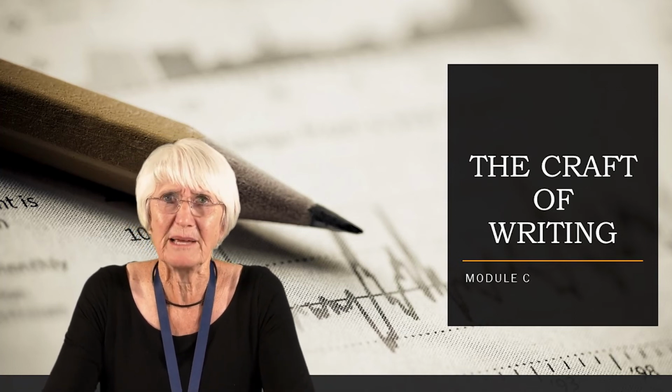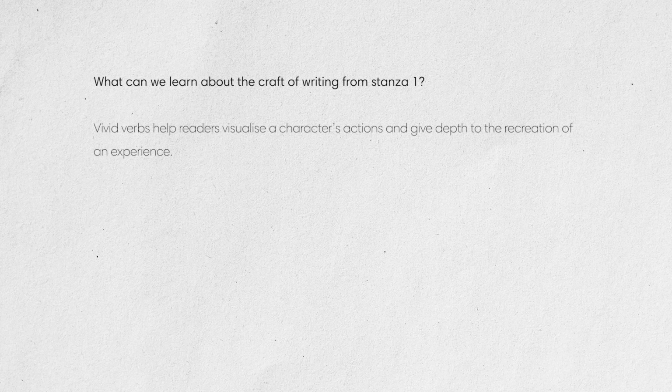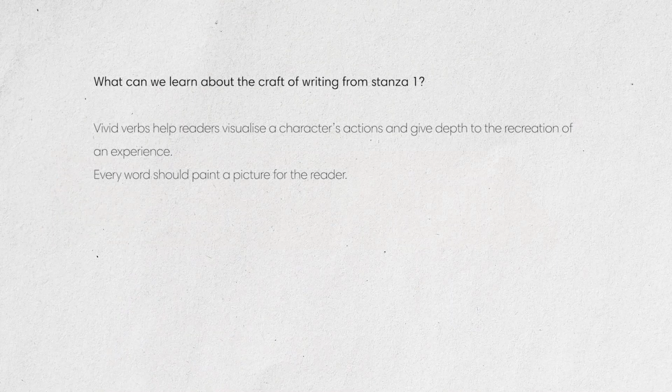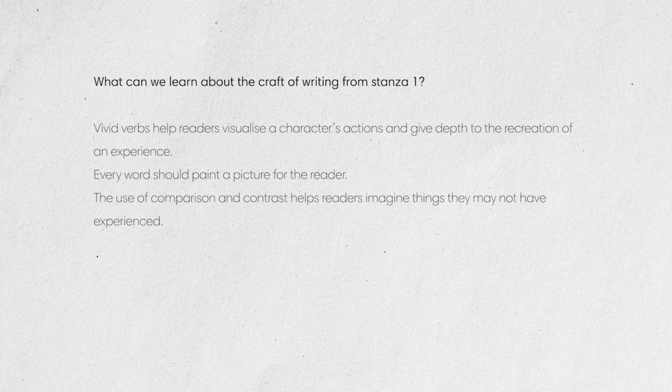Another thing we can learn about the craft of writing from stanza 1 is that every word should paint a picture for the reader, and we pick words carefully and we check the meaning of words because of the imagery that it will evoke in the reader. Another thing we can learn is the use of comparison and contrast helps readers imagine things they may not have experienced, such as her reference to the rural imagery. The sound of words, the euphony adds to the impact of writing.